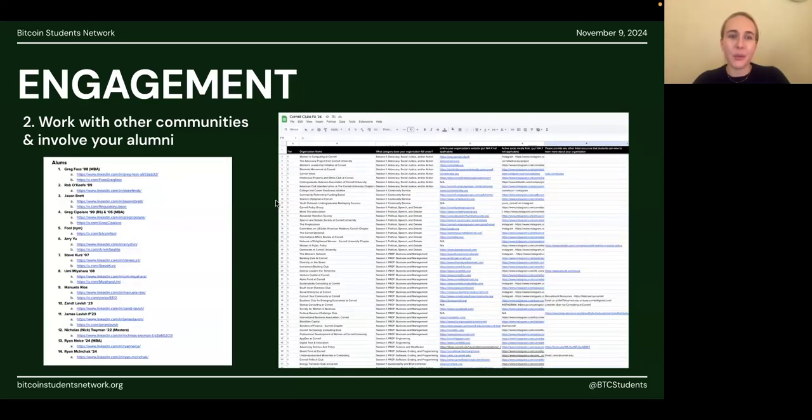Okay, I've touched on this, but really the importance of working with other communities on campus. So on the right is just a list of all of the different clubs on campus here. And then on the left is a list of alumni from Cornell that are working in the Bitcoin space. They have just been so incredibly supportive.